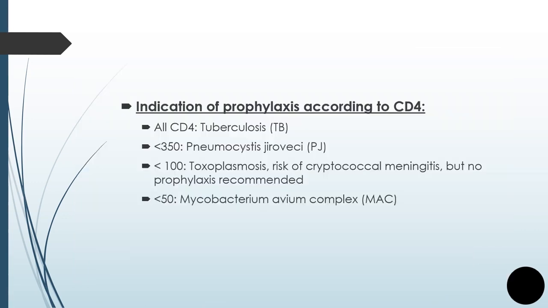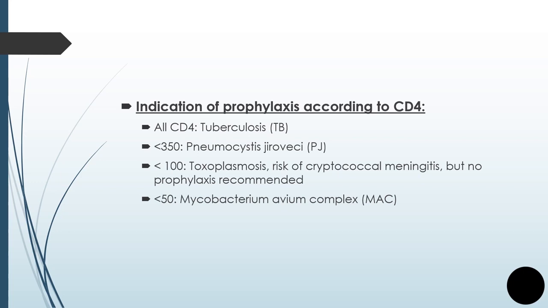Now the prophylaxis for a specific opportunistic infection based on CD4 count. For tuberculosis, after ruling out active tuberculosis, if LTBI or latent tuberculosis infection is present, then INH should be started, or any other regimen which is recommended to treat latent TB infection should be started regardless of CD4 count.